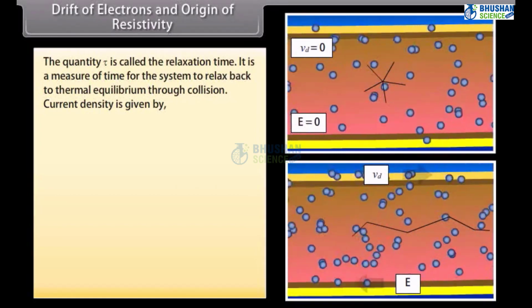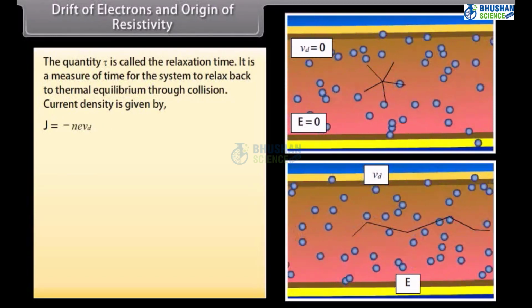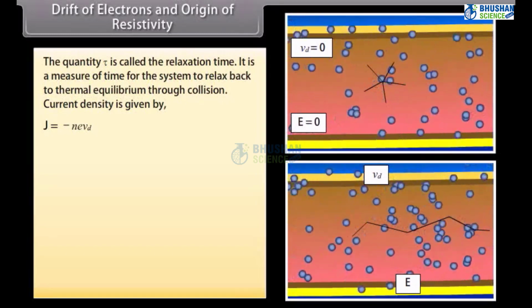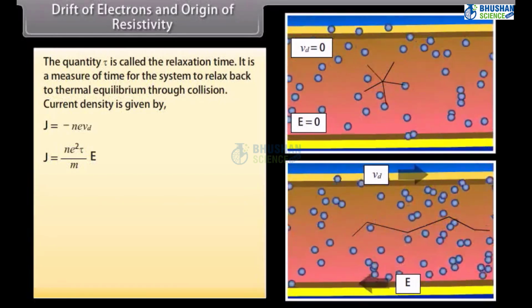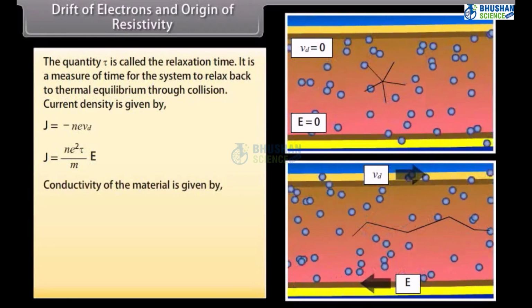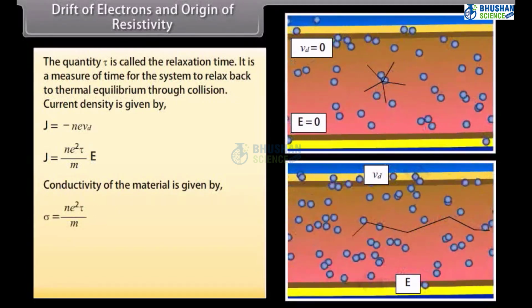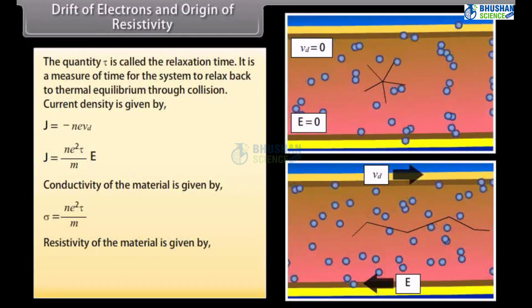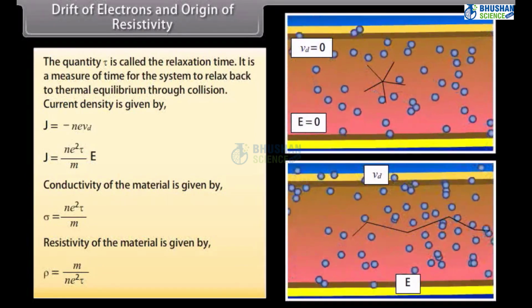Current density is given by J equals minus nevd. Putting the value of vd in the above equation, we get J equals ne squared tau upon m multiplied by E. Hence, conductivity of the material is given by sigma equals ne squared tau upon m. And resistivity of the material is given by rho equals m upon the product of n, e squared and tau.